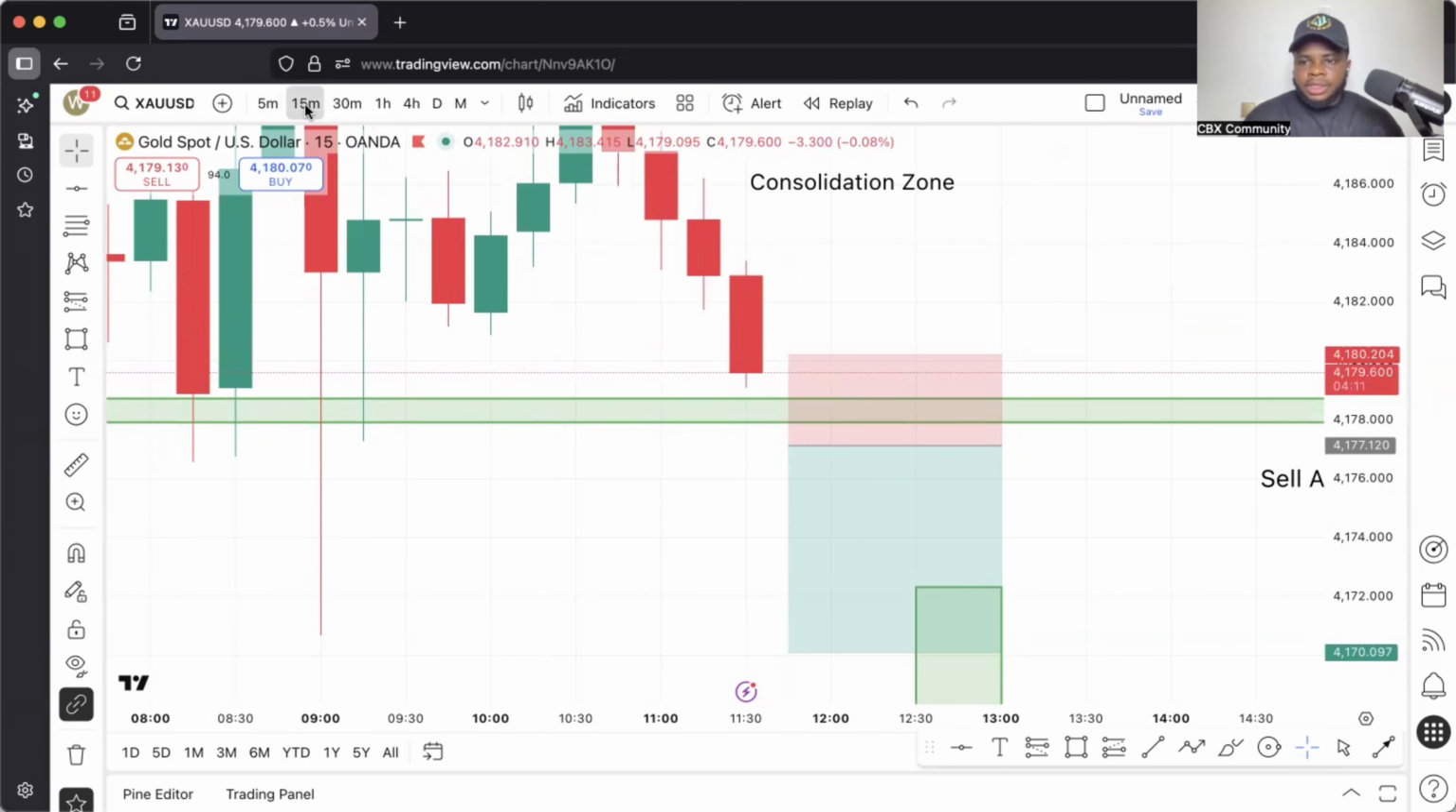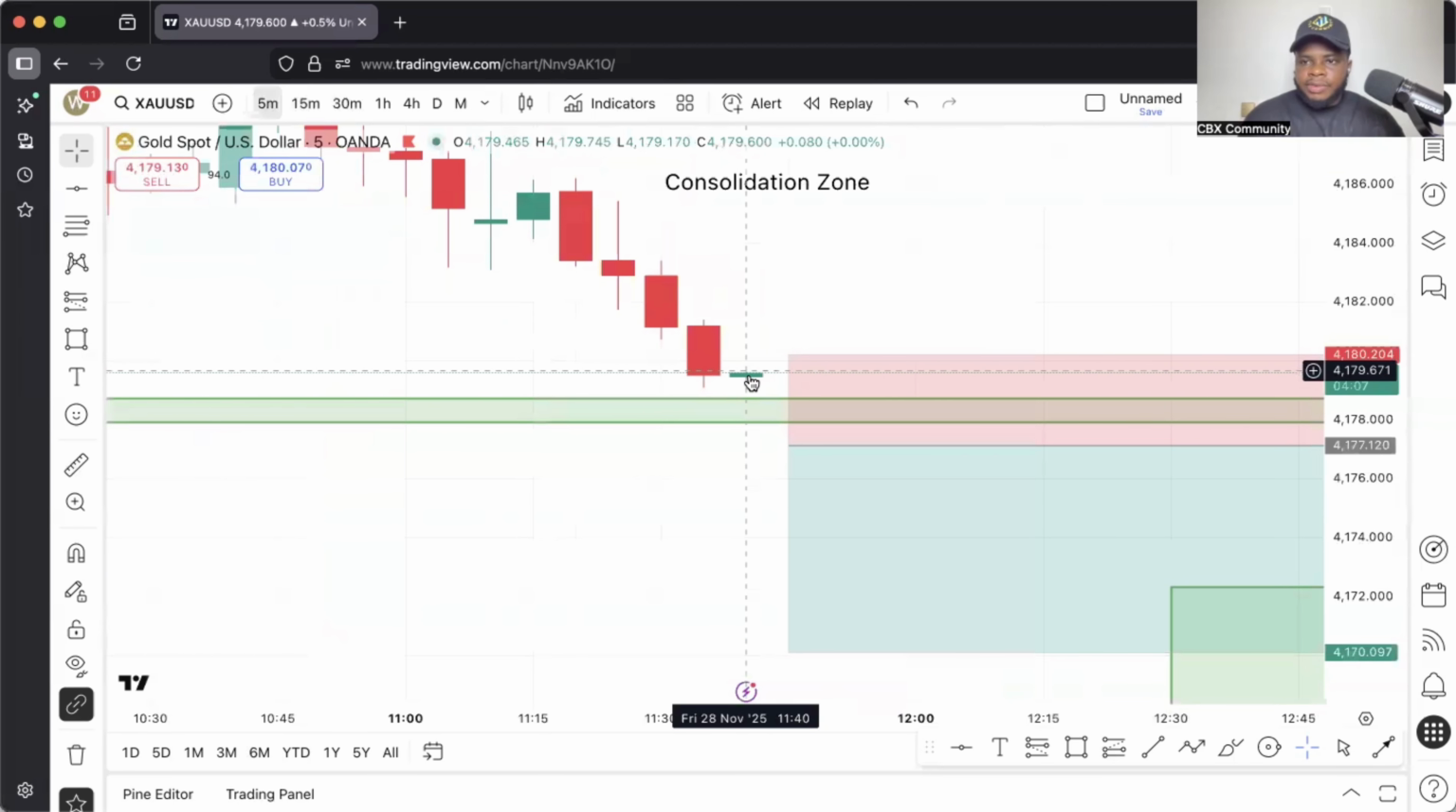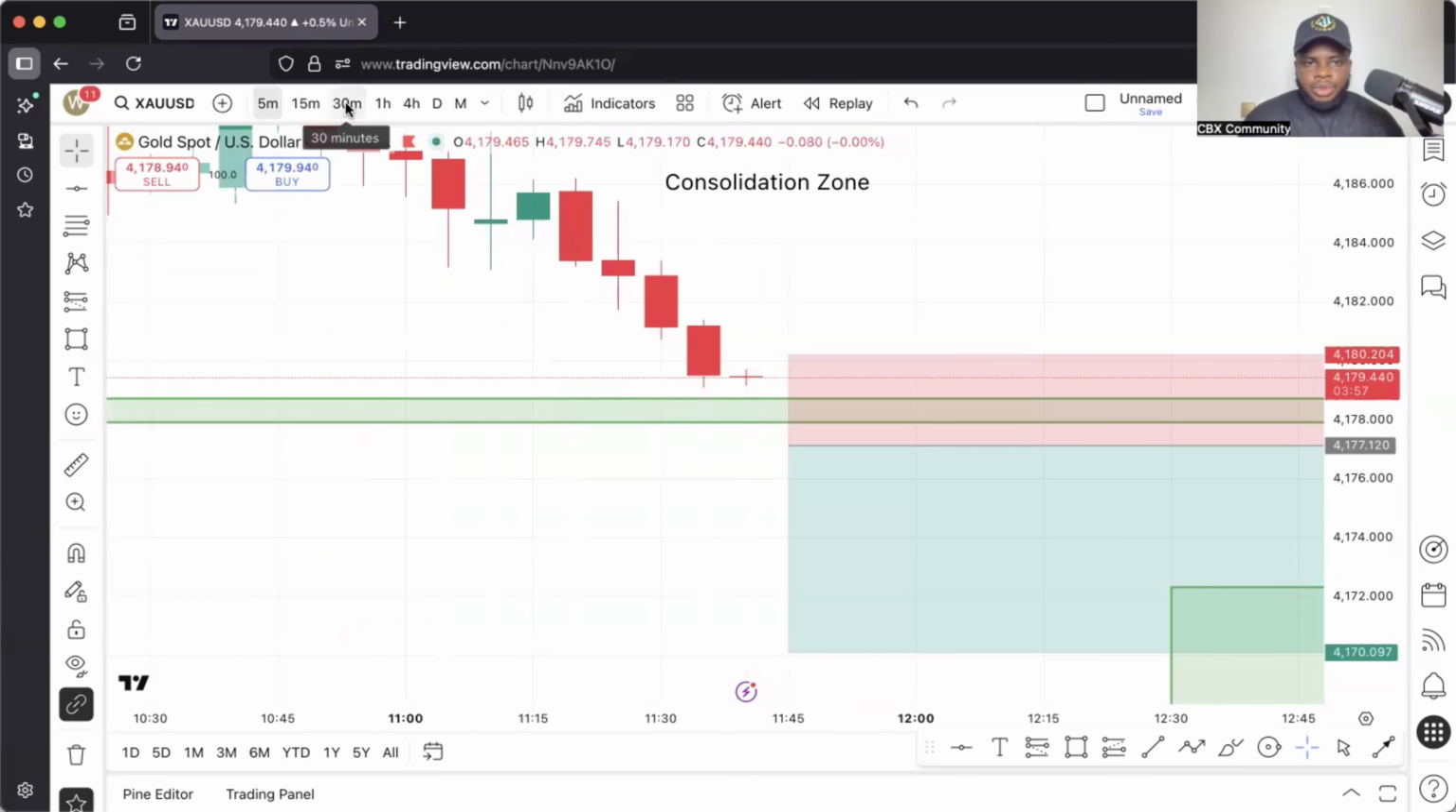So the best thing is just for us to wait for this recent 5-minute candle to close. Let's wait for the 5-minute candle to close. Don't do anything. Let's wait for this 5-minute candle to close.